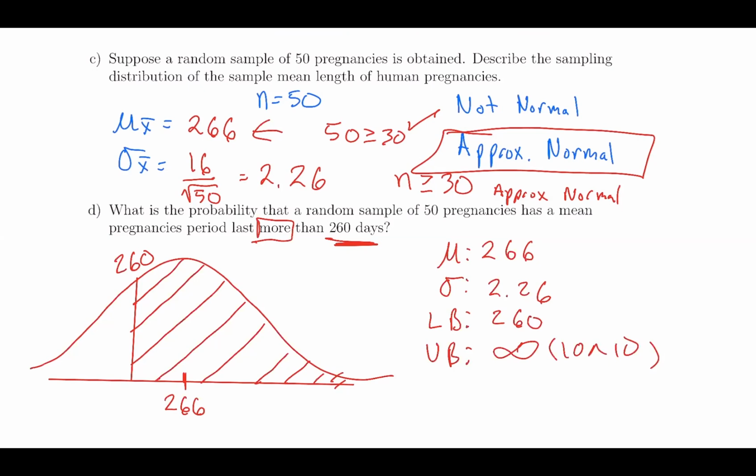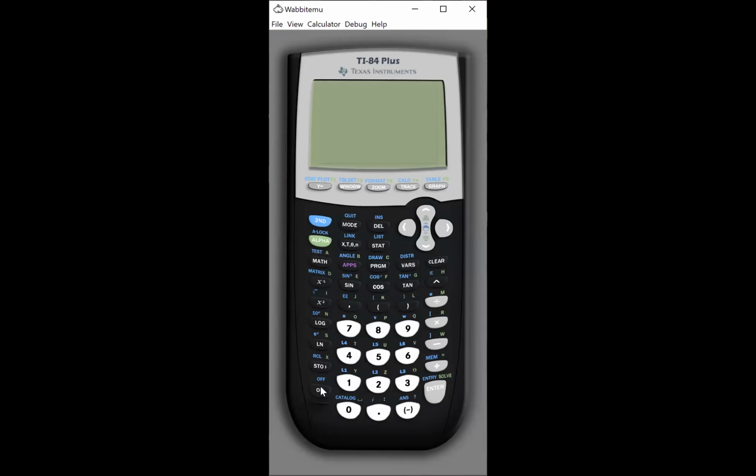All right, so let's go ahead and do this. I'm first going to deal with the TI-83, and then I'll do it with class calc, and then that's it for today. So you want to turn it on. You go to second, you go to vars, and you go to normalcdf. On normalcdf, you do the lower bound, so you do 260. Now you do the upper bound, where the upper bound is 10 to the 10 power.